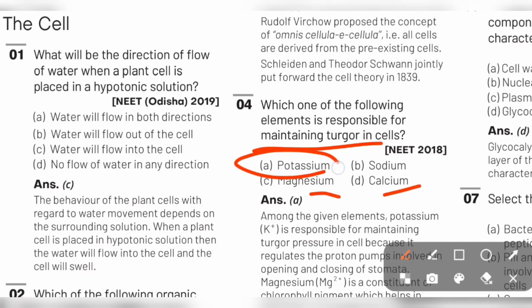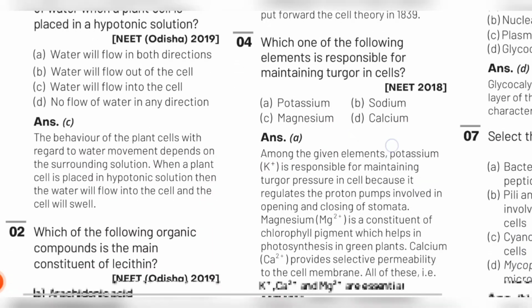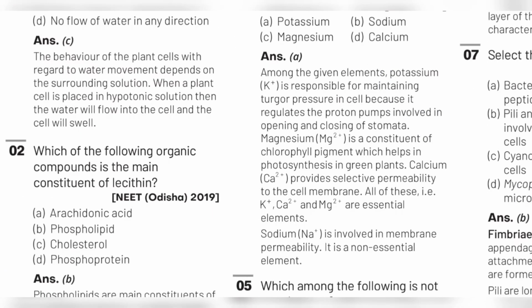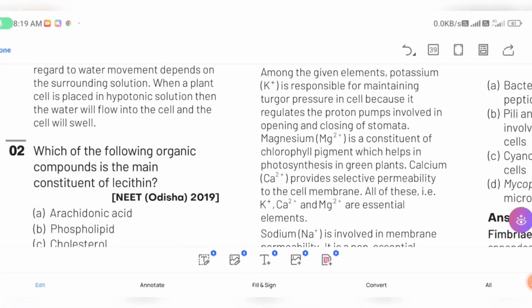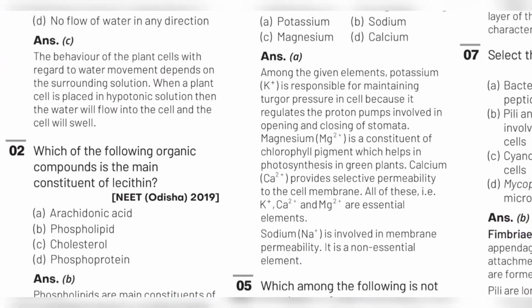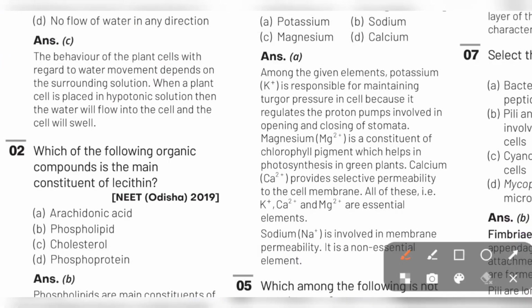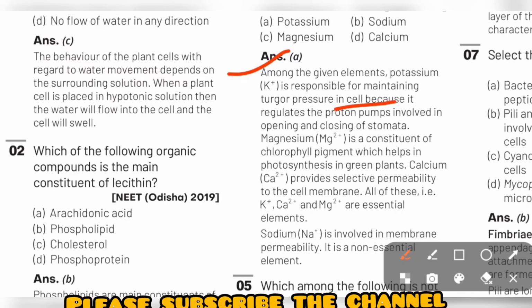This is our correct option. NEET 2018 में आया था. सो अगर हम इसकी एक्सप्लेनेशन पढ़ेंगे, among the given elements potassium is responsible for maintaining turgor pressure in cell because it regulates the protein pumps involved in the opening and the closing of the stomata.